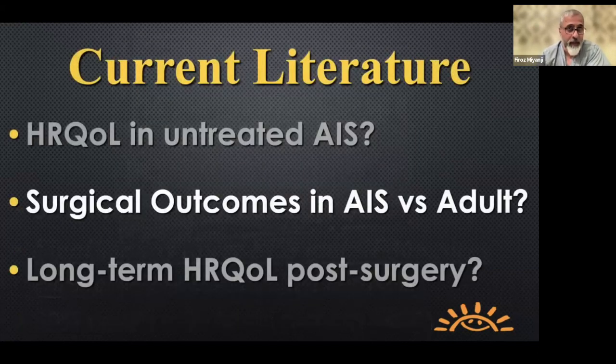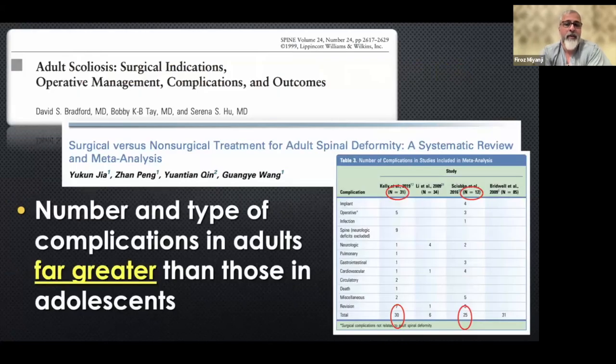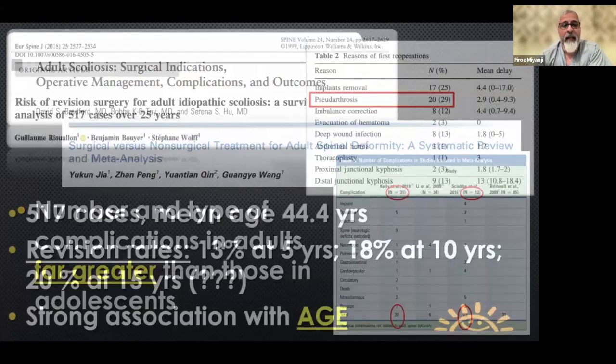Now, what about surgical outcomes in AIS versus adults? If you had a patient that had idiopathic scoliosis as an adolescent, should they have surgery now versus later? And do we have any data around that? There have been a number of studies. Some have been systematic reviews. And for my adult colleagues out there, I feel your pain. There's no question that, unfortunately, the complication rate, both number and type, is far greater in adults than in adolescents. And of course, we have comorbidities that can set in, et cetera. So that is something to take into consideration.